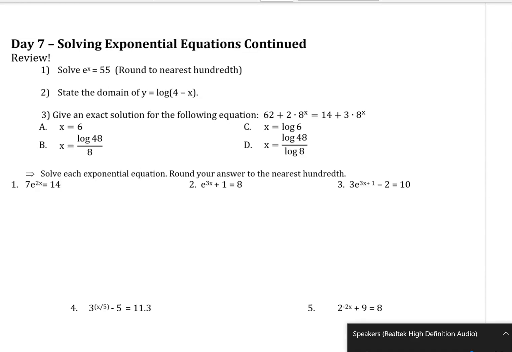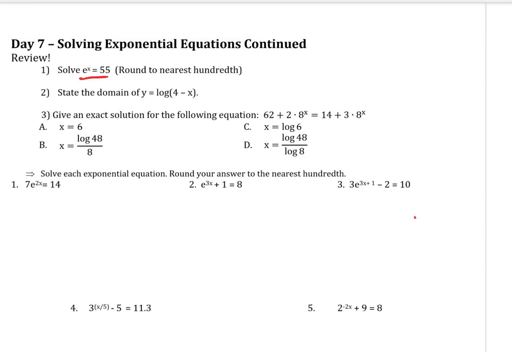Unit 10, Day 7, Solving Exponential Equations, continued. So, review number 1. Previously, in Unit 9, we learned how to solve a problem like this via graphing, but now we've learned how to solve it via taking a log, in this case a natural log, of each side. So let's do that. That means that ln of e to the x equals ln of 55. ln of e to the x is x, so x equals ln of 55.